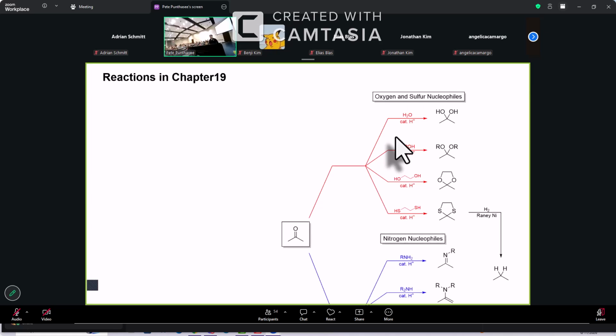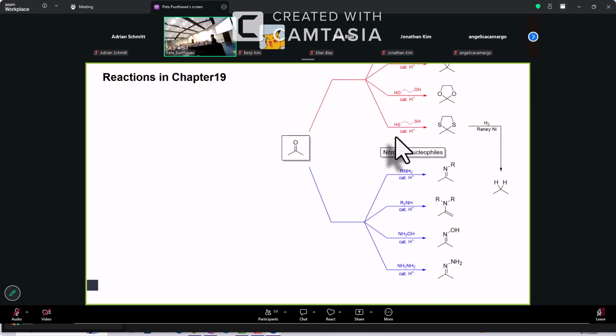Altogether, nitrogen nucleophiles. We have two types. So we have primary amines. This is a primary amine, making an imine. If you don't know the name, it's fine. Secondary amine, making an enamine.